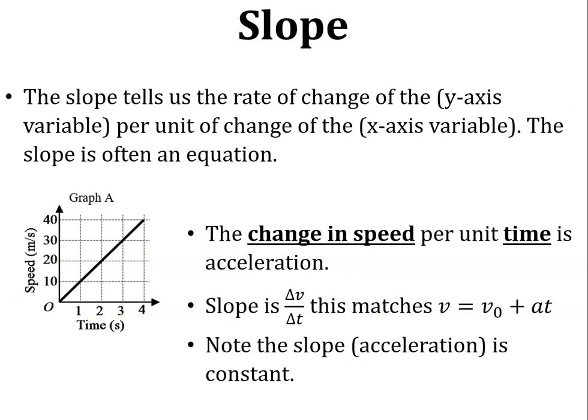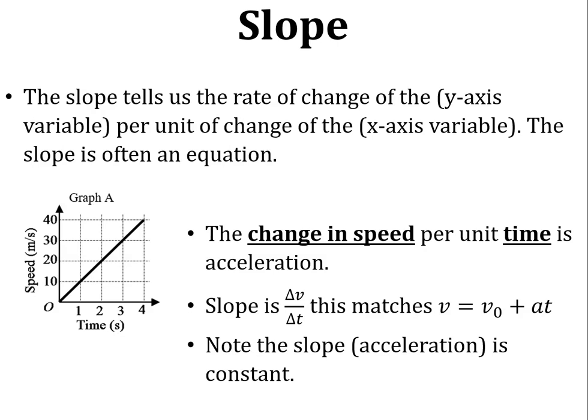All right, slope. The slope tells us the rate of change of whatever your y-axis variable is per unit of change of the x-axis variable. So far, everything we've been doing has had time on the x-axis. So when we're talking about the slope of a velocity versus time graph, we're talking about the change in velocity per second, because the unit of time is a second. So it's the change in velocity per second, or per unit of time.